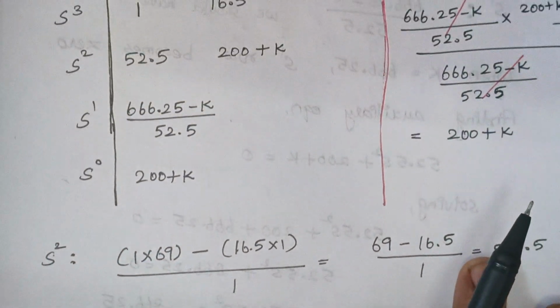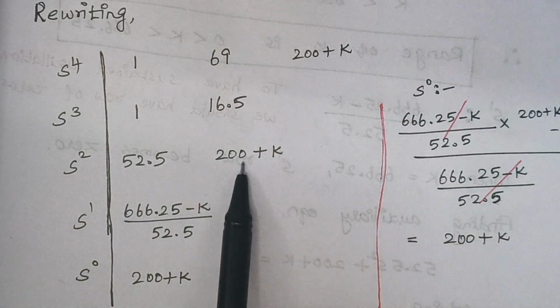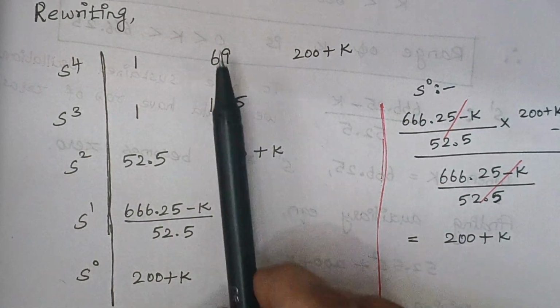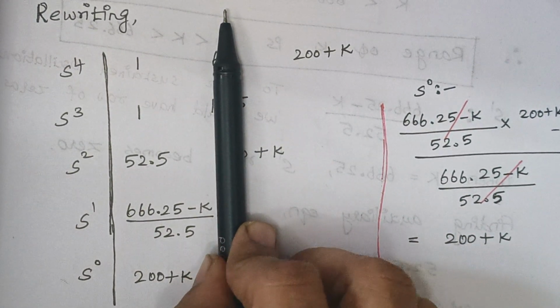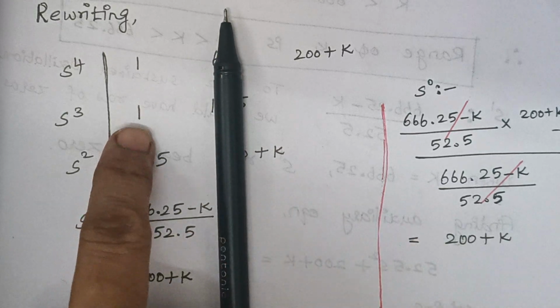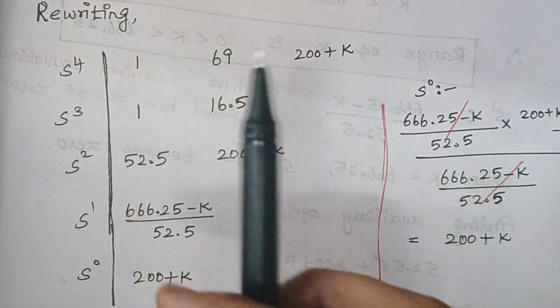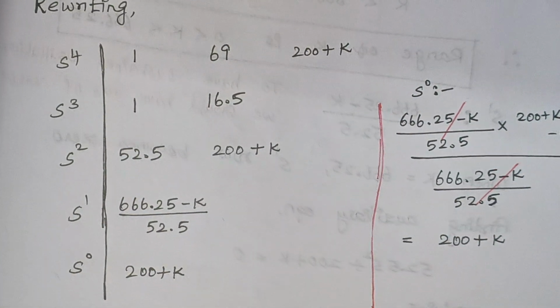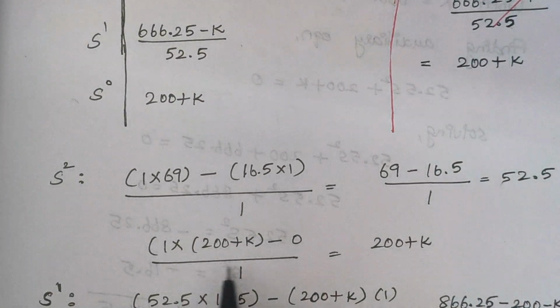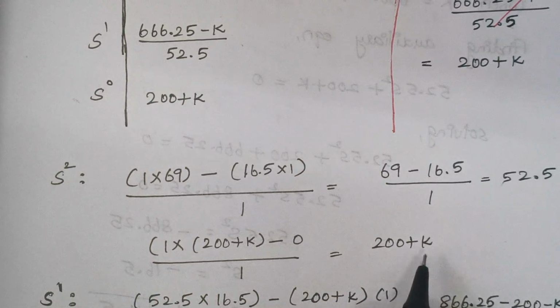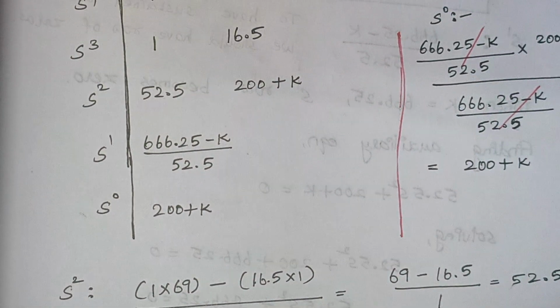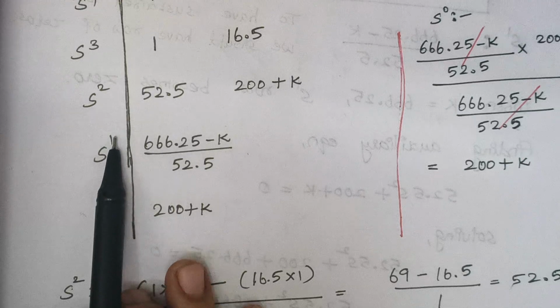And the next one is we are going to find this second element here. For finding this element, we have to hide this column. Just multiply as usual: 1 into 200 plus k minus 0 into 1 divided by 1. Right. So this is the step, and finally this gives 200 plus k as the answer.